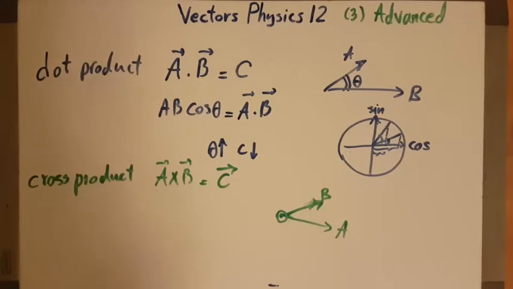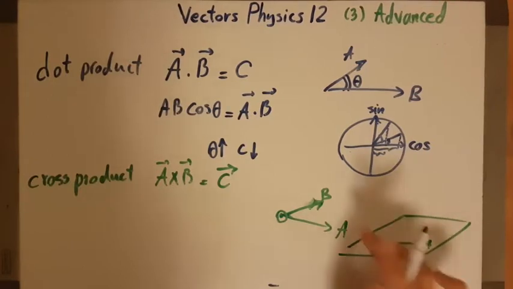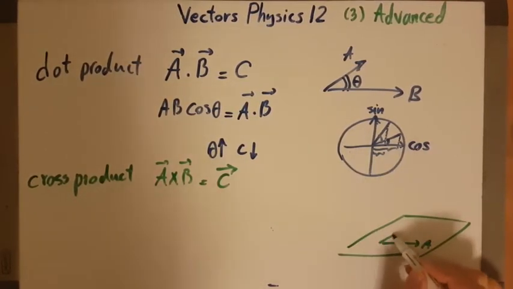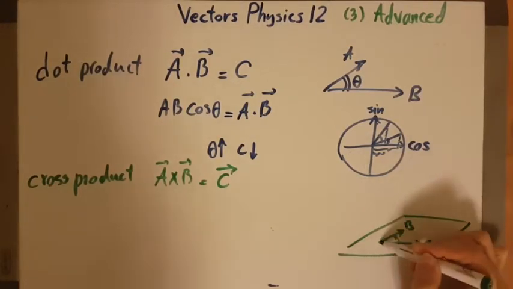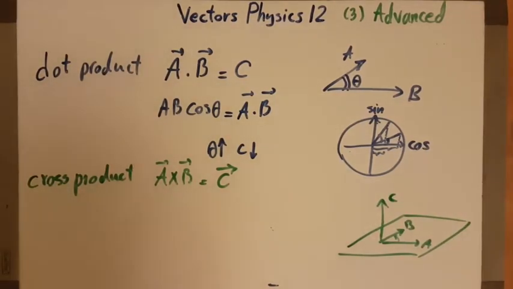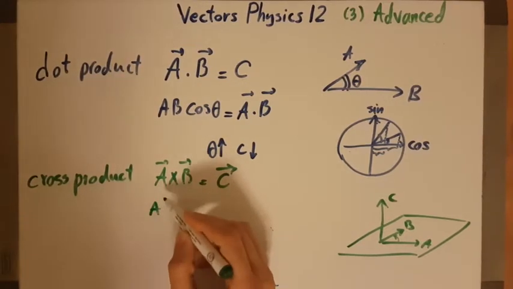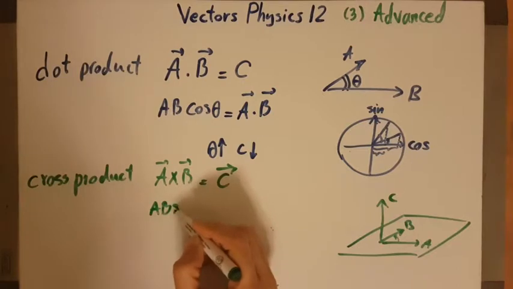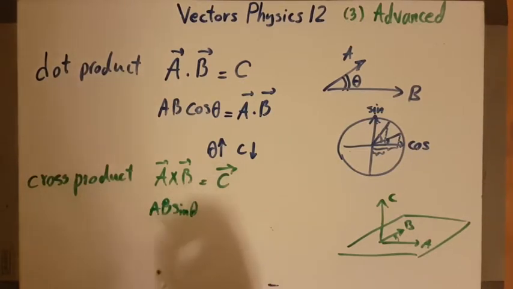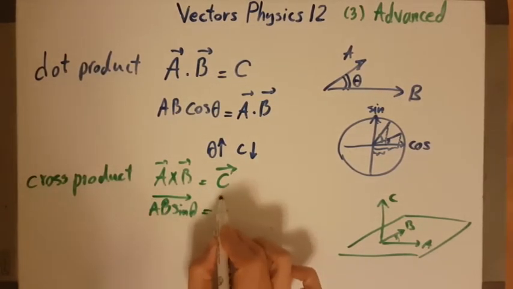If you want to show it on a surface, this is my A and this is my B. From A to B, the C would be perpendicular to the surface. This would be the C. In this case, we have a different situation. The answer would be the magnitude of A times the magnitude of B times sine of theta. Here it was cosine, and here it is sine of theta. The whole thing is a vector.